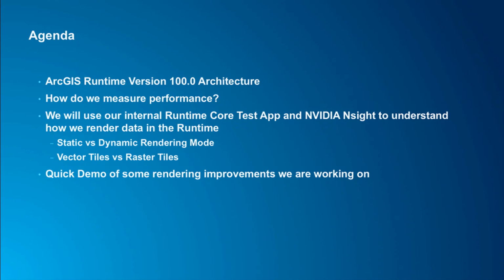And we're going to use our internal Runtime Core test app to show this and use NVIDIA Insight because it provides some really cool tools to analyze performance. And we run these tools every so often on our code to try to figure out, okay, what can we improve? Where can we improve our rendering performance?